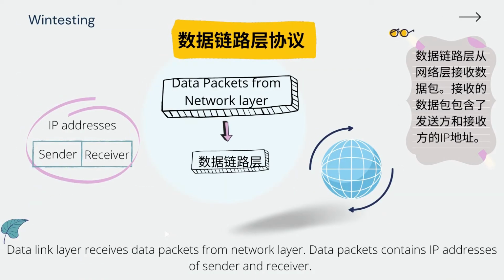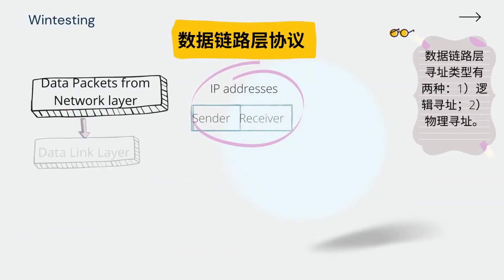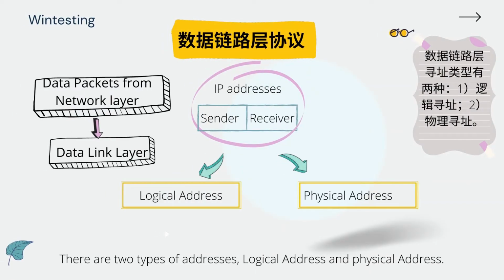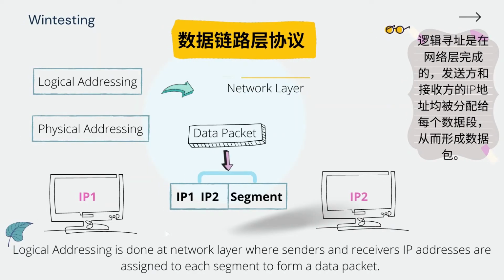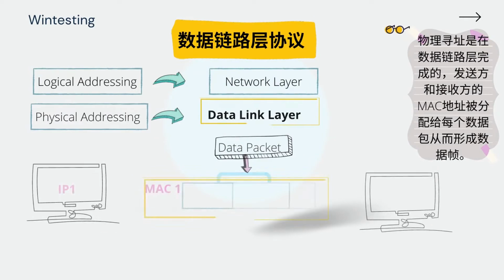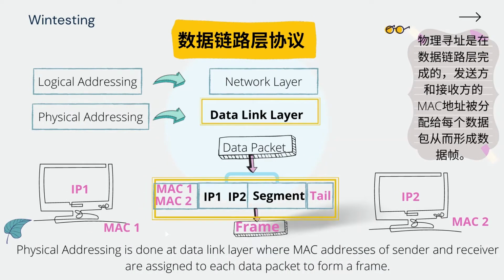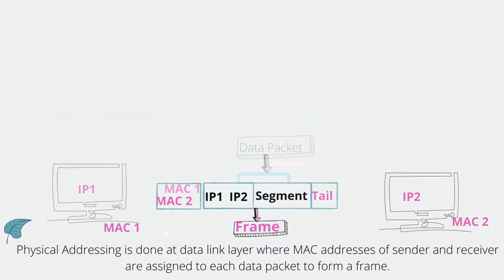Data link layer receives data packets from network layer. Data packets contain IP addresses of sender and receiver. There are two types of addresses: logical address and physical address. Logical addressing is done at network layer, where sender and receiver IP addresses are assigned to each segment to form a data packet. Physical addressing is done at data link layer, where MAC addresses of sender and receiver are assigned to each data packet to form a frame.